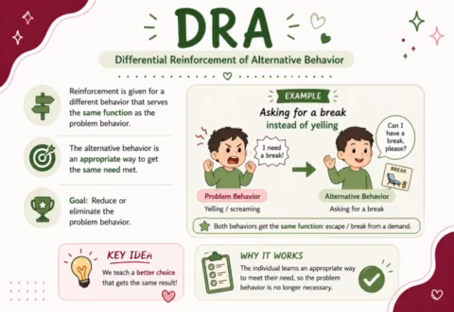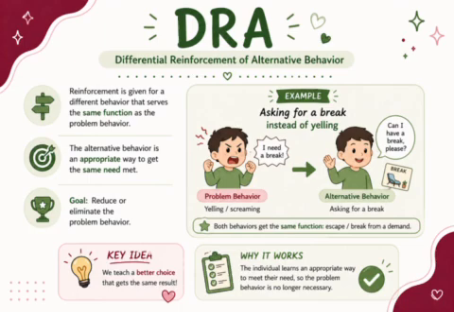reduce the problem behavior to zero. You do not want the problem behavior to occur. You're going to reinforce the alternate behavior that's going to get them the same result. I love this one because it's very useful. The individual still gets what they want. However, it's going to be the appropriate behavior.